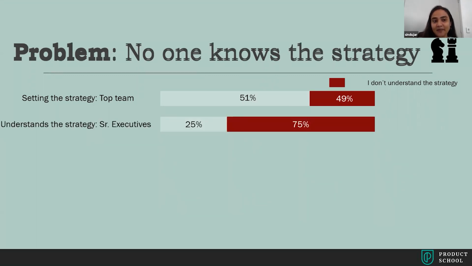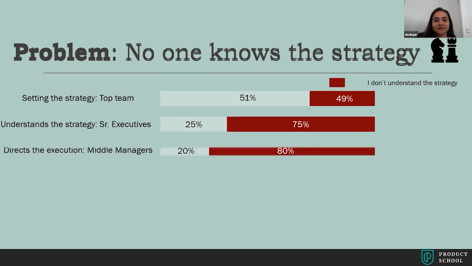Understanding the strategy, setting the strategy is the first step. And then the second one is understanding the strategy and localizing it for your organization to understand. Those are your senior executives. 75% of them do not understand, which is a whopping high number.